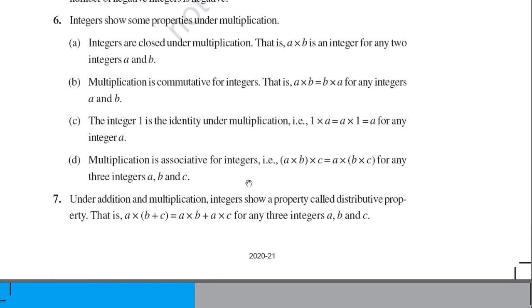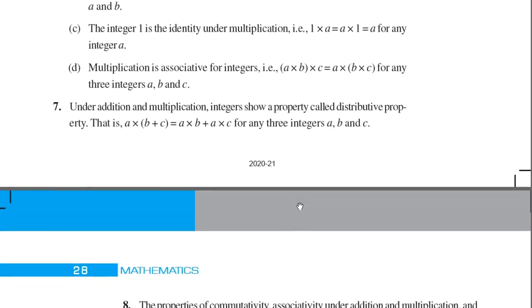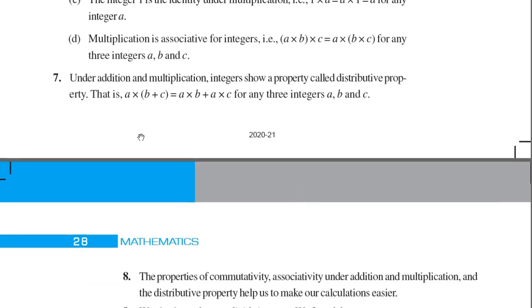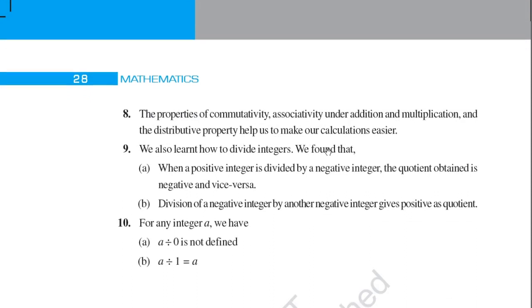Under addition and multiplication, integers have a property called the distributive property. The answer will be the same here also. You can multiply it inside, and you will get a into b plus a into c. The properties of commutativity, associativity under addition and multiplication, and the distributive property help us to make our calculations easier. So we have done some calculations which were very easy.